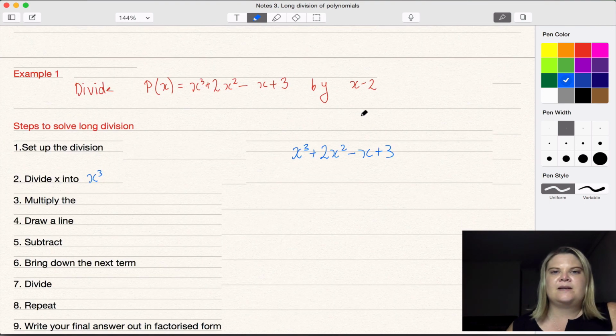Okay, let's look at an example of actually working through long division. I've got the steps written down the left-hand side here as we go through them, and the question is written up here in red. This question says divide p of x equals x cubed plus 2x squared minus x plus 3 by x minus 2.